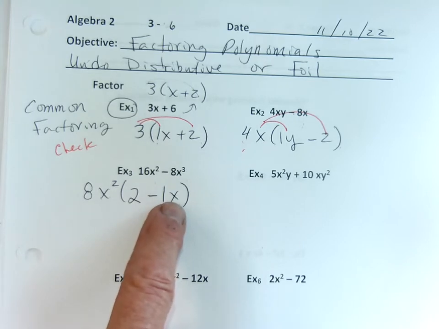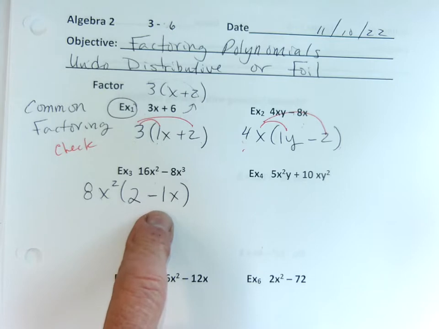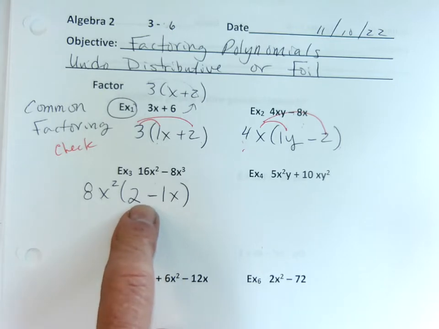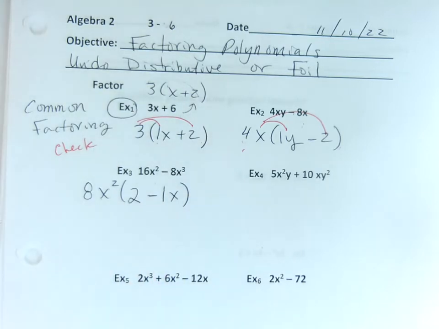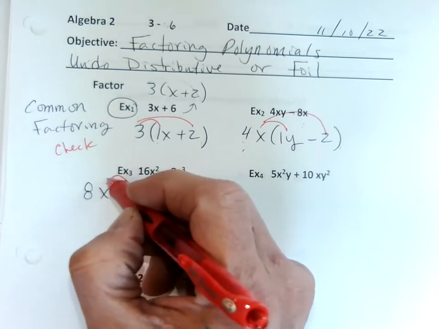Could you also do 8x times the quantity 2x minus x 2? Yes, but we want to take out as much as we can. It's called the greatest common factor, right? That wouldn't be completely wrong, just halfway done. Take out as much as you can. If you want to check, you can multiply it back out.